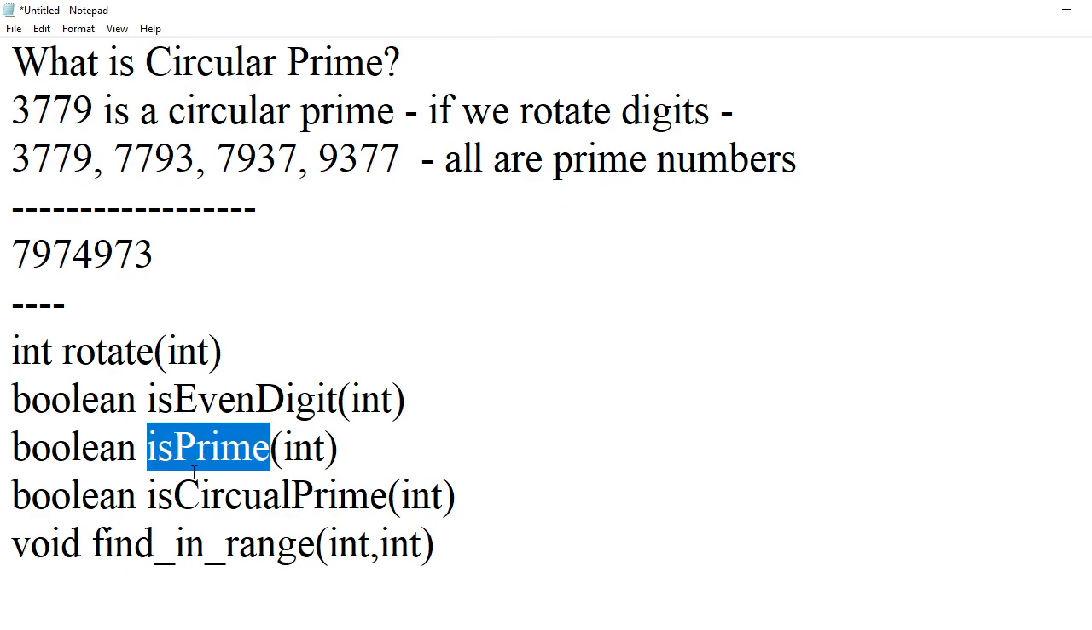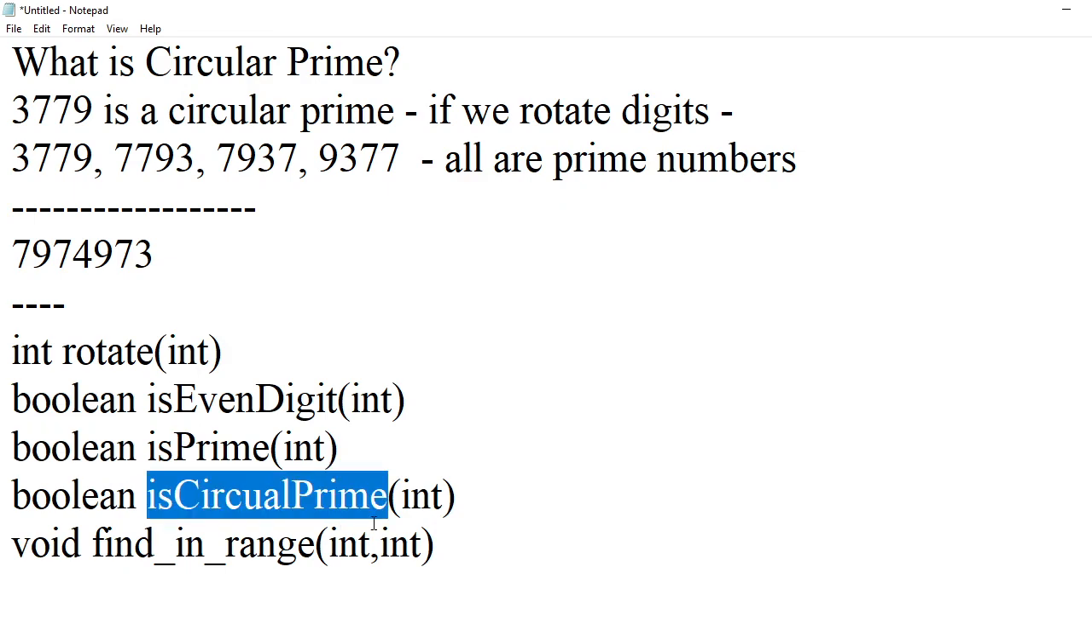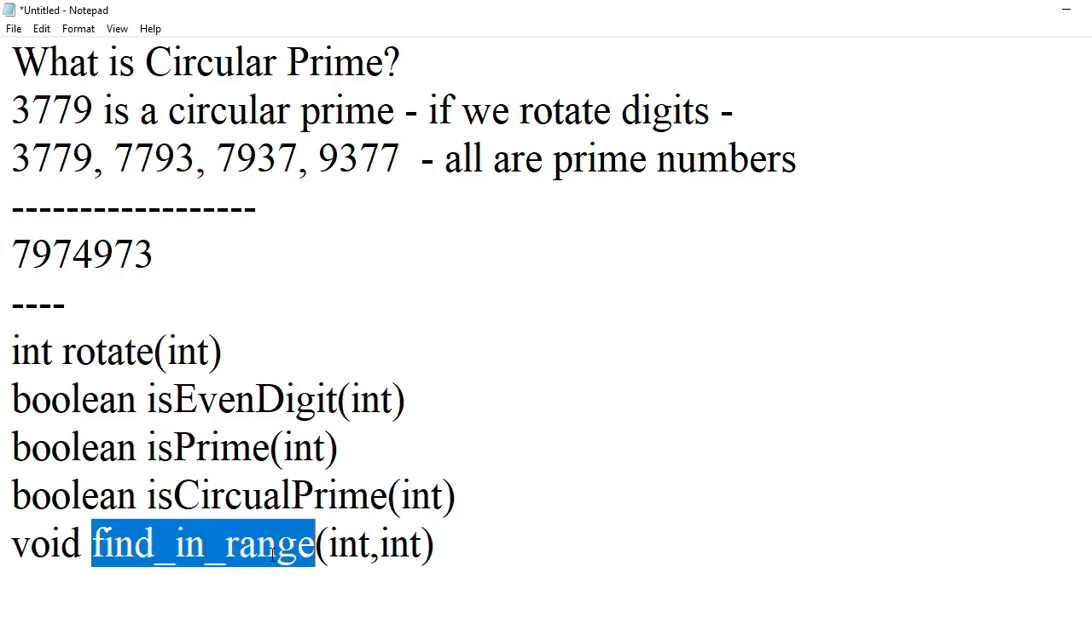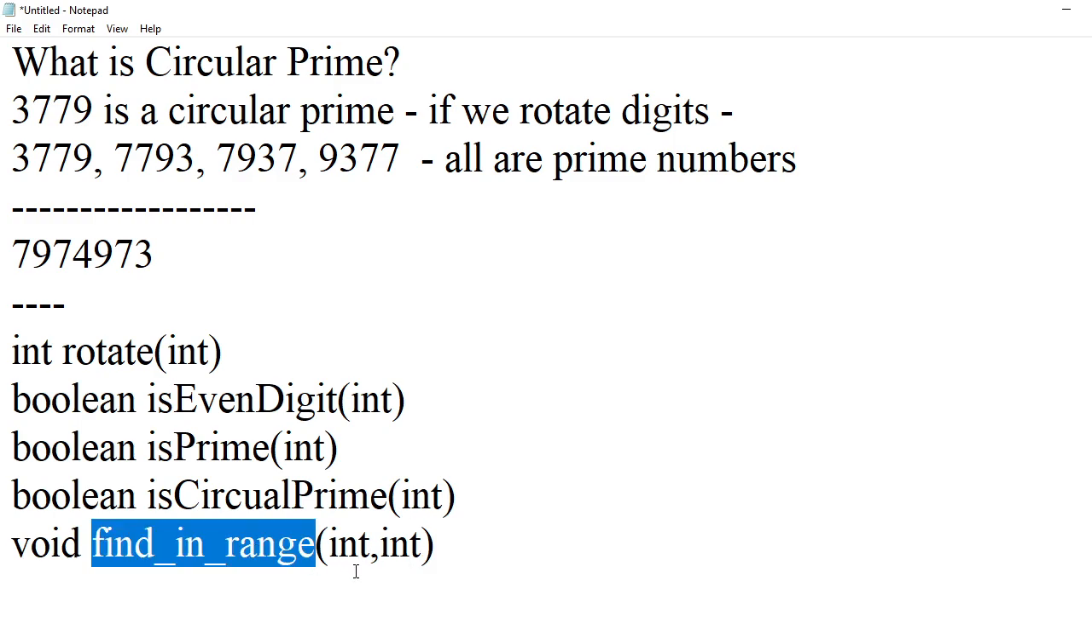This function finds whether the number is prime or not. I will pass an integer, and it will return true if it is prime. For circularPrime, I will pass an integer, and it will return true if it is a circular prime, and false if it is not a circular prime. findInRange is a function which gets lower boundary and upper boundary integers. It will print all the circular prime numbers in that range.